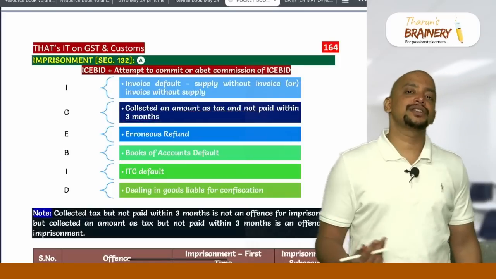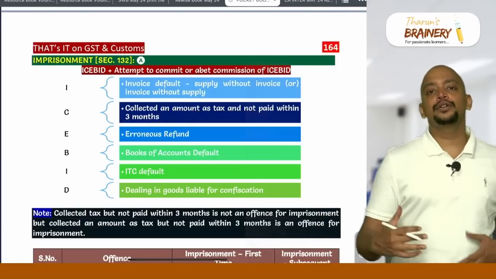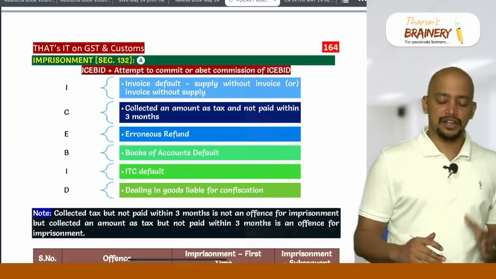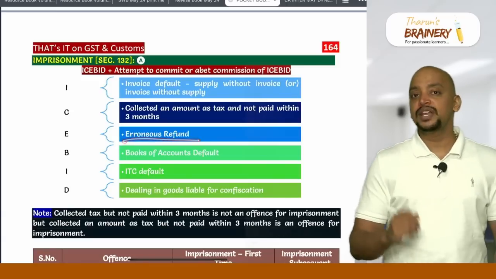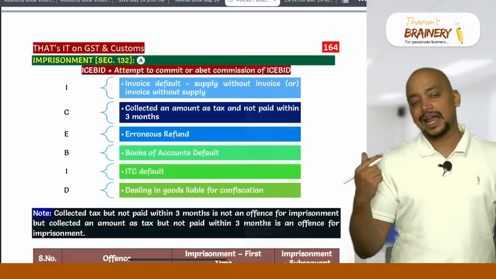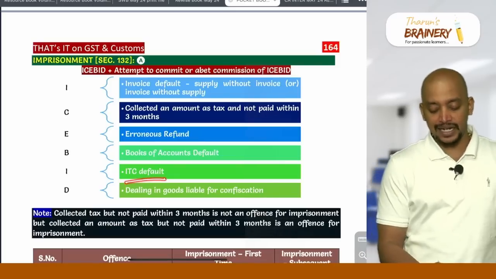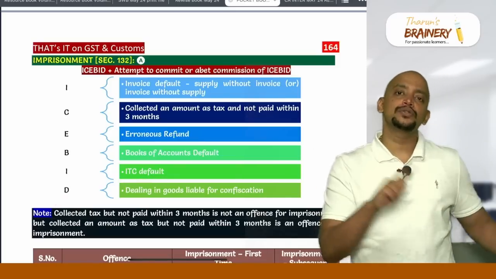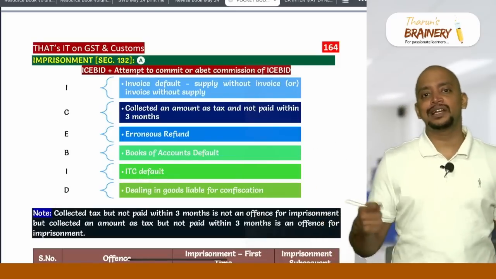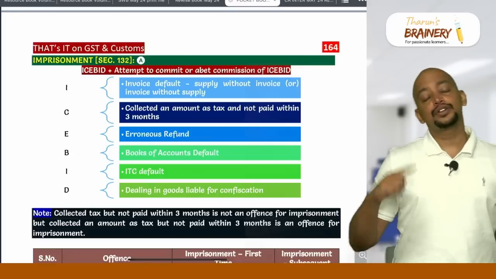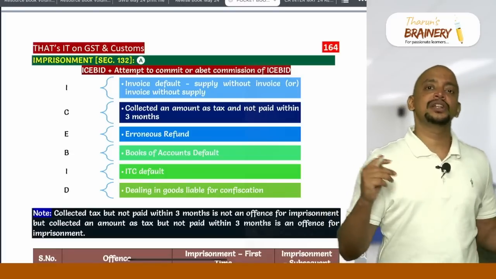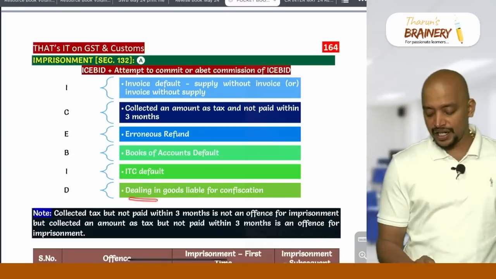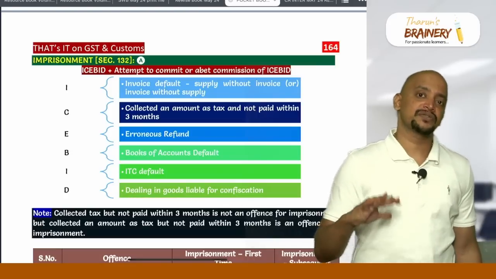E for erroneous refund: you are not supposed to get the refund, but you claim the refund. Then B for books of accounts default, again I for ITC default. And D, there are two Ds: dealing in goods liable for confiscation, and disposal while detention or seizure is operational. Disposal while detention or seizure is operational is not an offence for imprisonment, but dealing in goods liable for confiscation is an offence for imprisonment.